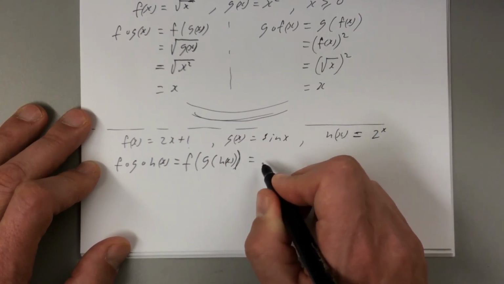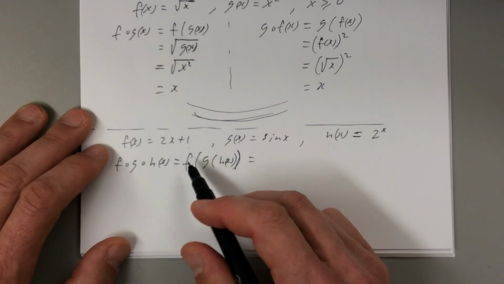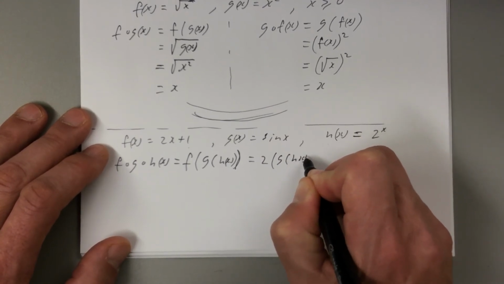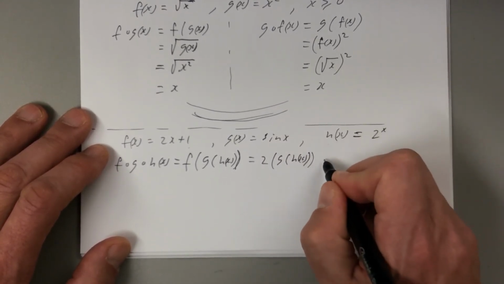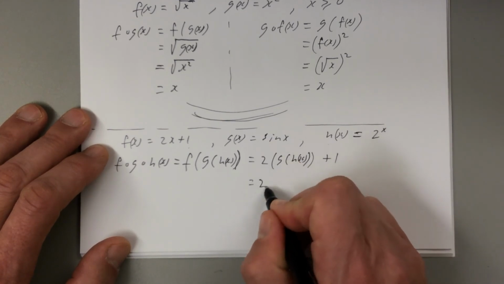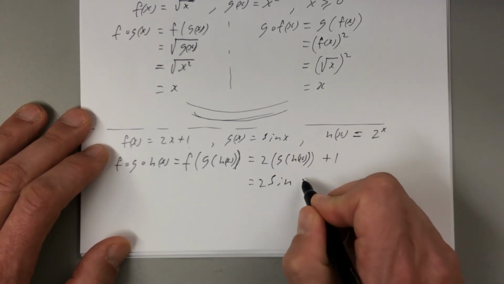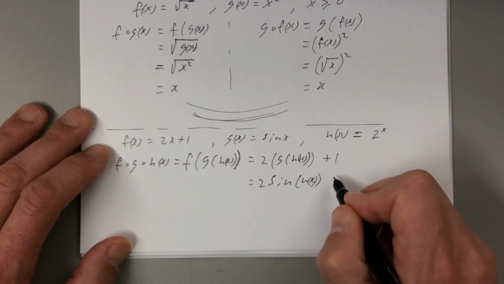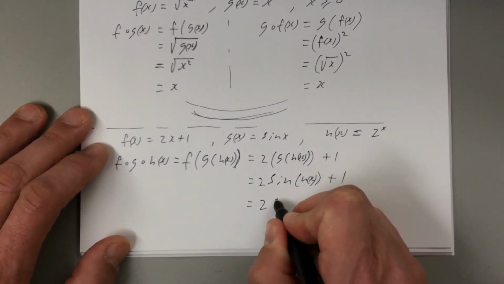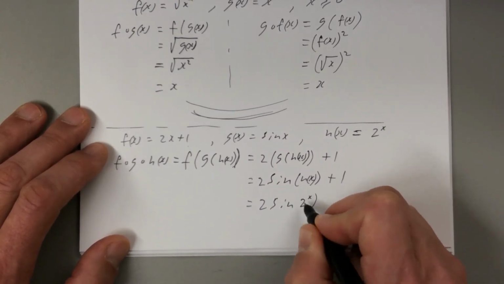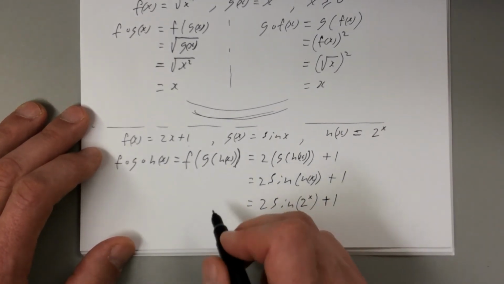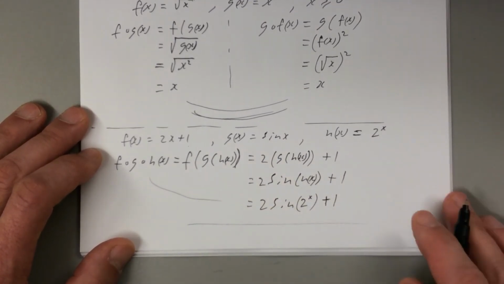Then we just keep subbing them in. The outside is 2x plus 1, so 2 times g of h of x plus 1. And g of x is sine, so I'm going to go 2 sine of h of x plus 1. And then I'm going to replace the h of x with 2 to the x. This is a way of combining these 3 functions. So that would be this one here. And that's composition of functions.